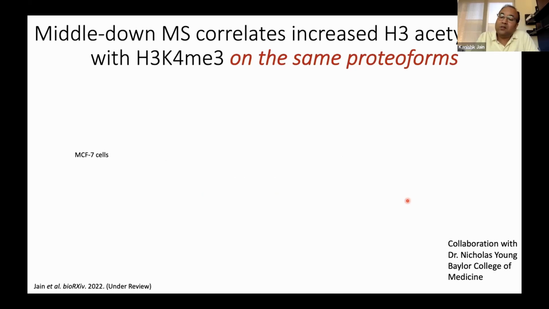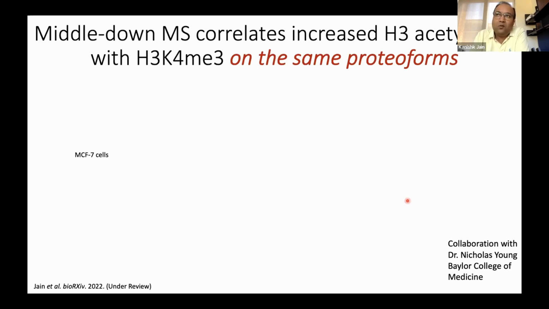So this work was in collaboration with Dr. Nicholas Young from Baylor College of Medicine. And we did middle-down mass spectrometry on MCF7 breast cancer cells to look at H3K4 methylation levels on the same proteoforms as acetylation occurring. Okay, and I'll explain what proteoforms means. Proteoforms are essentially just the same exact molecule when you're detecting methylated and acetylated species in a mass spectrometer.